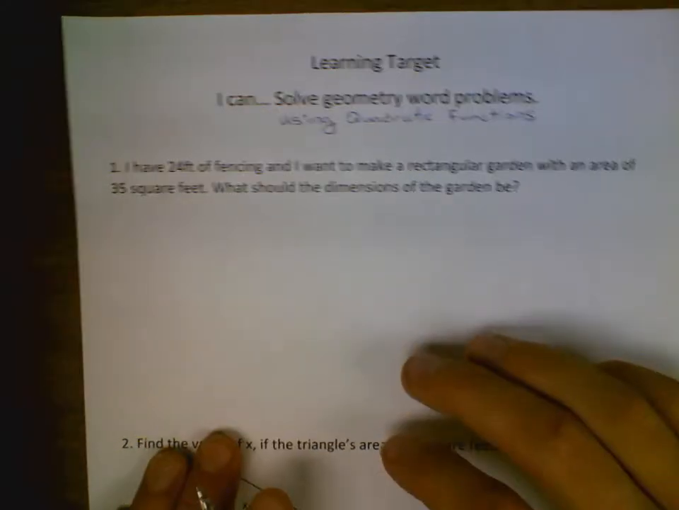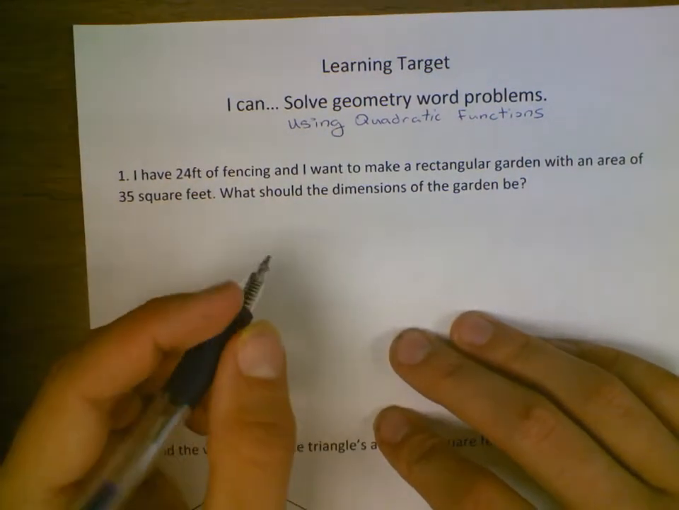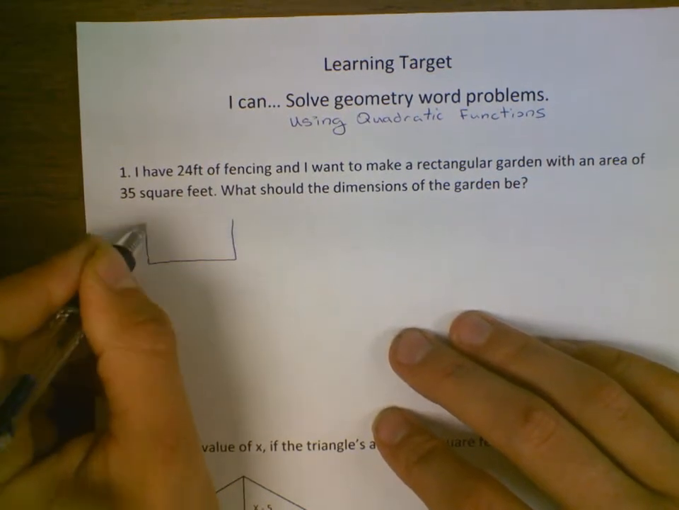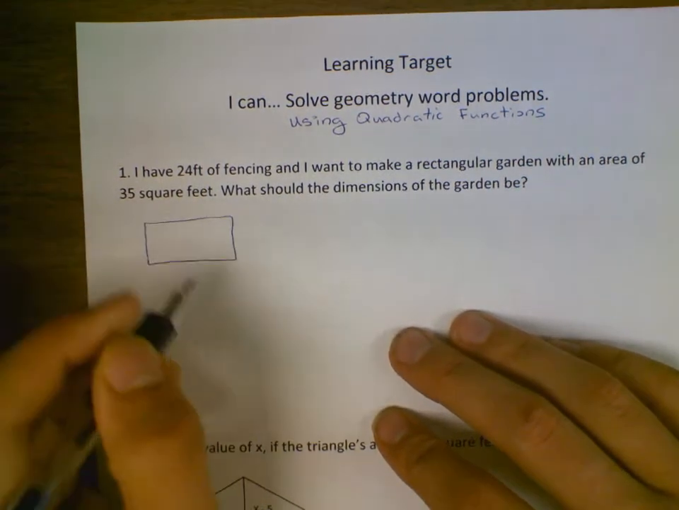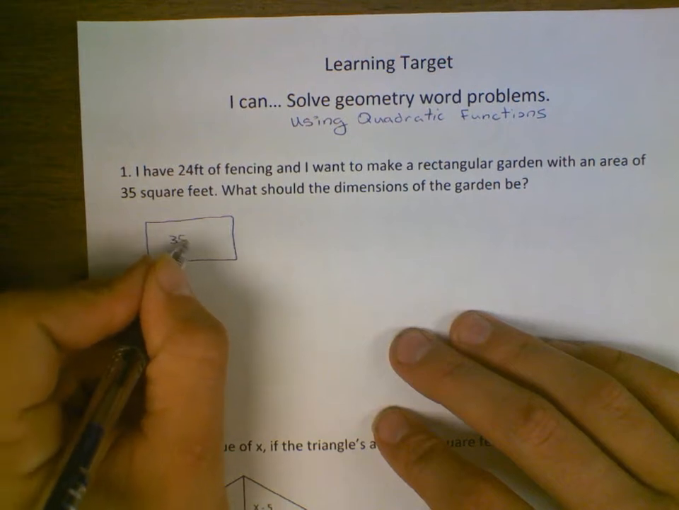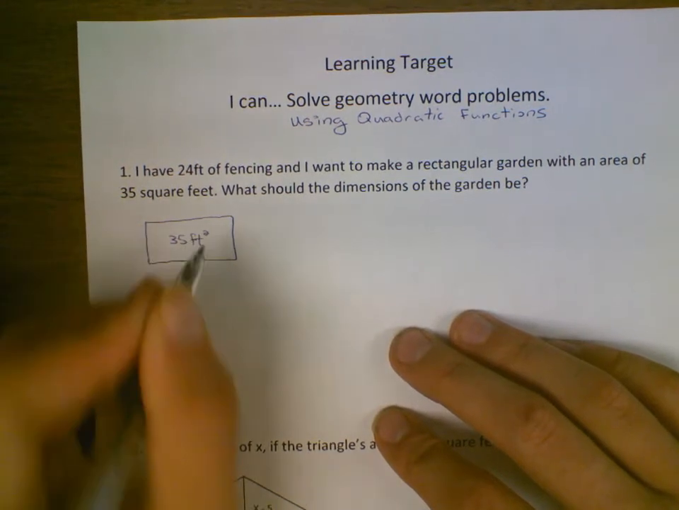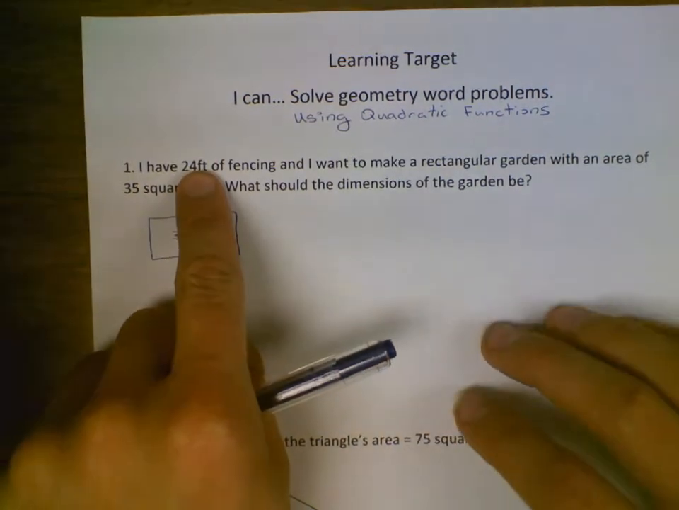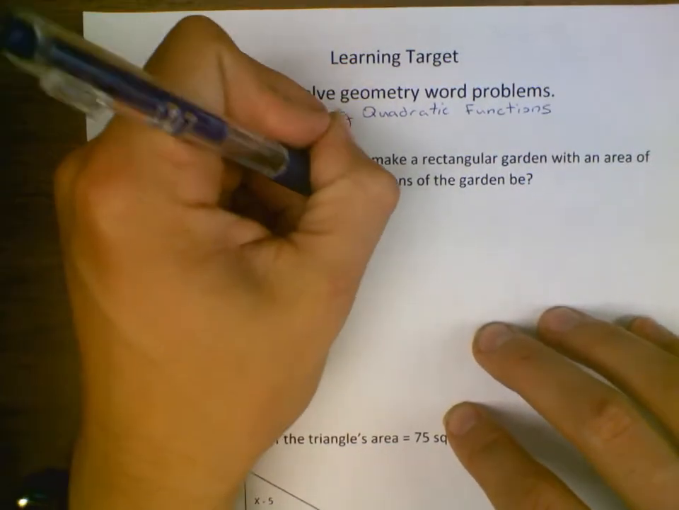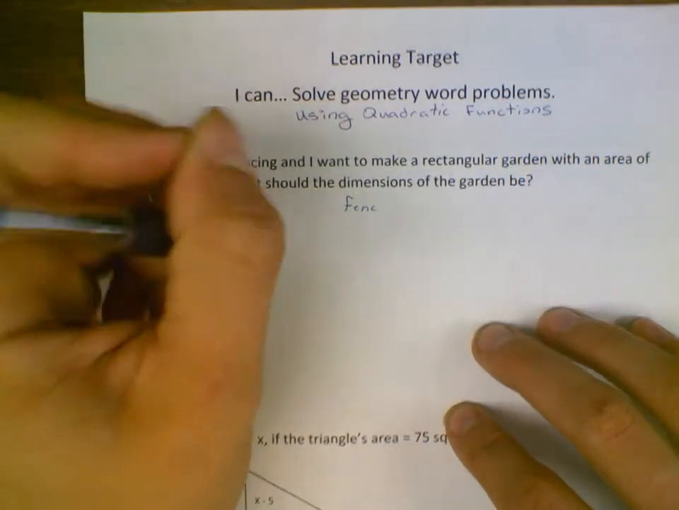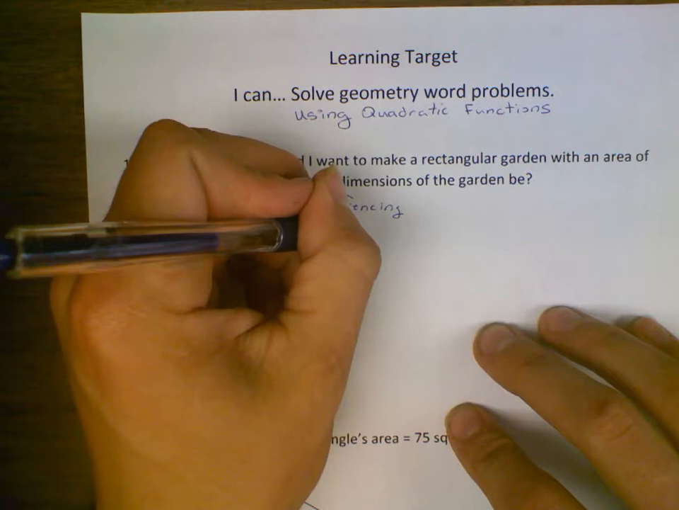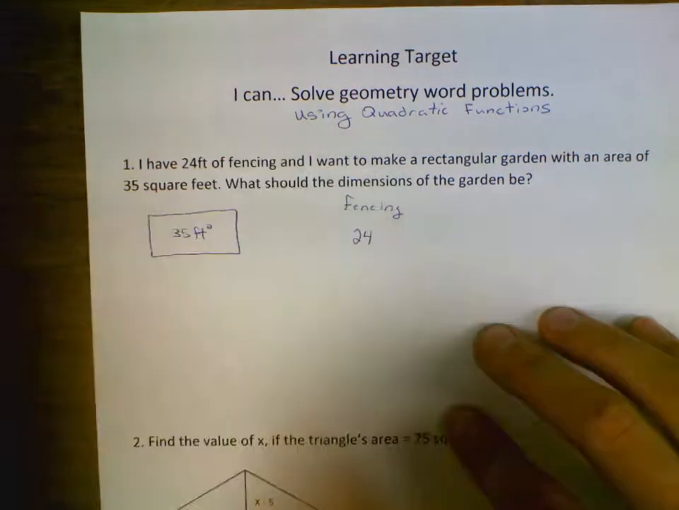Okay, so on almost all of these problems, you kind of want to draw a picture to get an idea of what's going on here. So we're making a rectangular garden. So say this is my garden and I want the area to be 35 square feet. Now I'm limited to 24 feet of fencing. So over here, I'm going to write fencing and I'm going to keep track of how much fencing I have left.